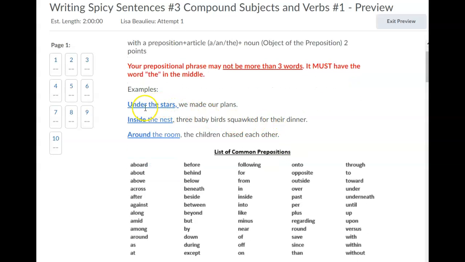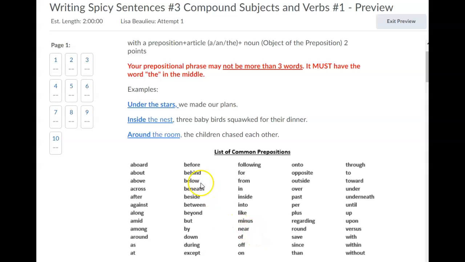So I've given you some examples. Under the stars, 3 words. It has to have the word the in the middle. Inside the nest, around the room. There's a list of common prepositions for you to use.